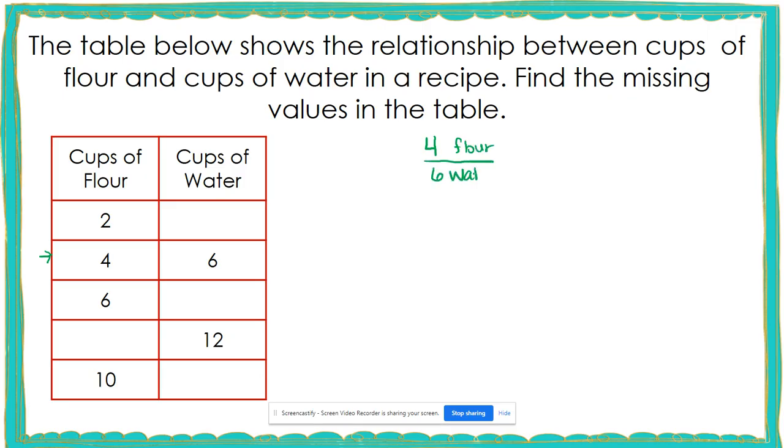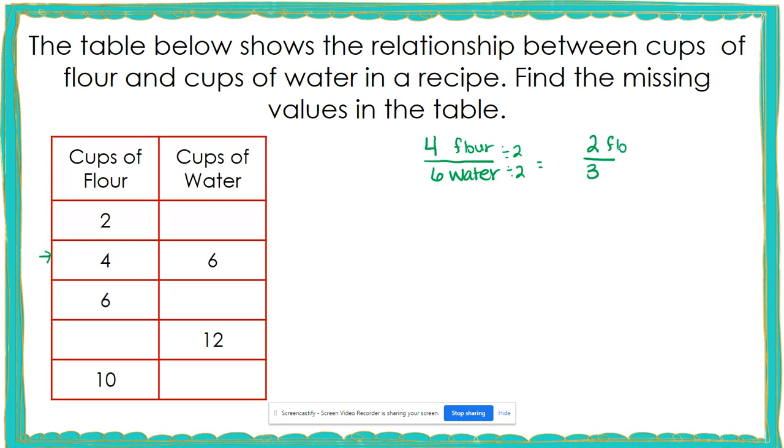So I can make a ratio to show that for 4 cups of flour, I have 6 cups of water. And what I'm going to do is simplify this ratio. I know that this is written as a fraction, so I can take 4 and 6, and they're both divisible by 2. So I can divide both of these by 2, and 4 divided by 2 would give me 2 cups of flour, and 6 divided by 2 would give me 3 cups of water.